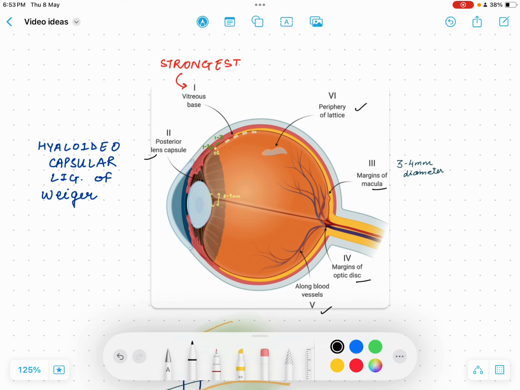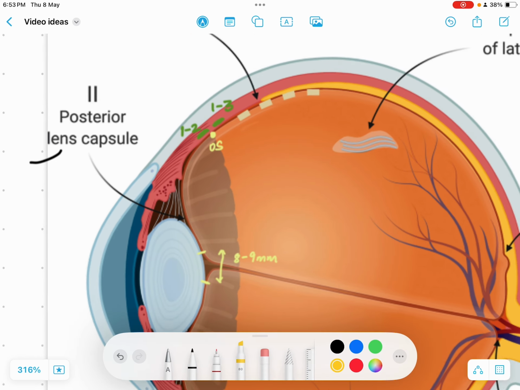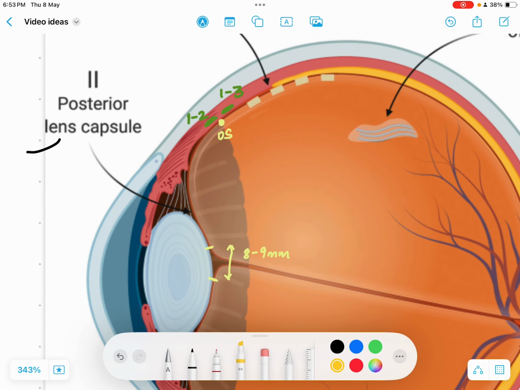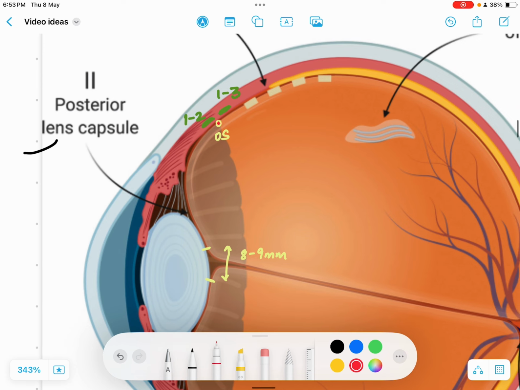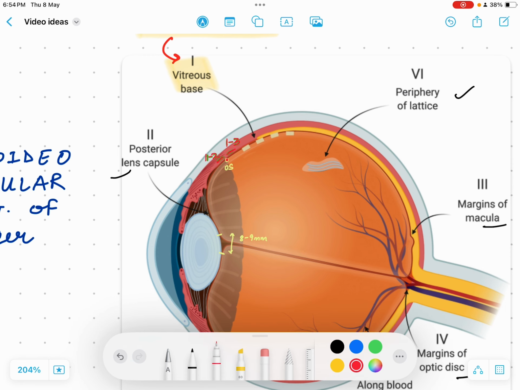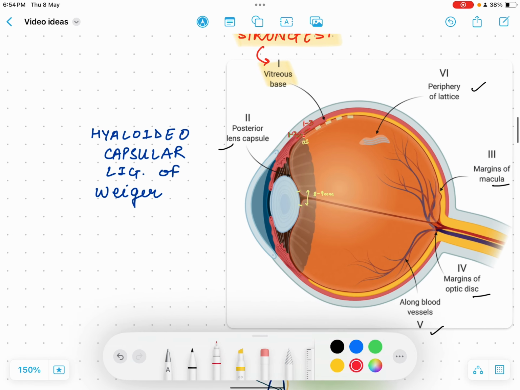First, we'll discuss the vitreous attachment at the vitreous base. The first important thing is the vitreous base attachment is the strongest attachment of the vitreous. Understanding the extent of the vitreous base, here the dot marked in red is basically the ora serrata. So, the vitreous base extends anteriorly 1 to 2 mm to the ora serrata and posteriorly 1 to 3 mm to the ora serrata. That is how much the extent of the vitreous base exists.